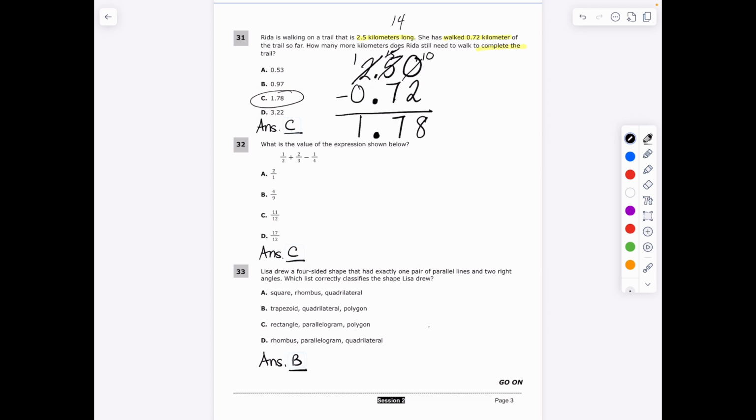Next one. What is the value of this expression below? So all three of these have different denominators. So I'm going to give you a strategy for this, because I need all of them to have a common denominator in order to do this. So I'm going to use a table method.